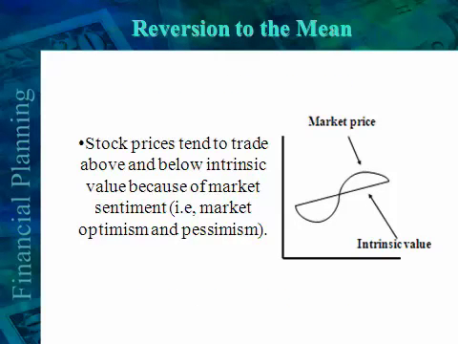Although markets can be quite efficient, stock prices tend to trade above and below intrinsic value because of market sentiment, i.e. market optimism, market pessimism. In periods of optimism, prices trade above the value supported by the underlying fundamentals. Perhaps that is because expectations for future cash flows are just too rosy. On the other hand, during periods of pessimism, prices will trade below what fundamentals suggest the company is worth, particularly from a long-term perspective. The concept of reversion to the mean implies that prices will eventually trade back to intrinsic value, i.e. a value justified by the long-term cash flows.